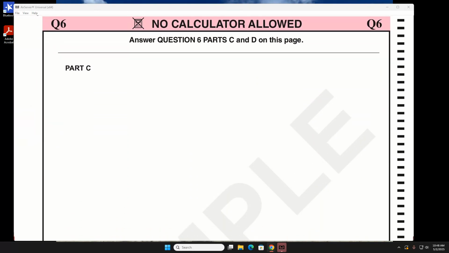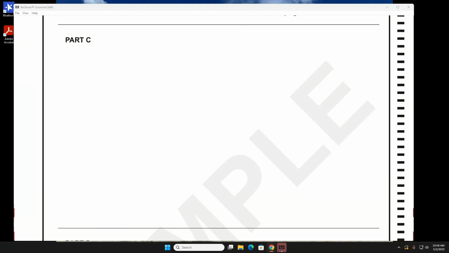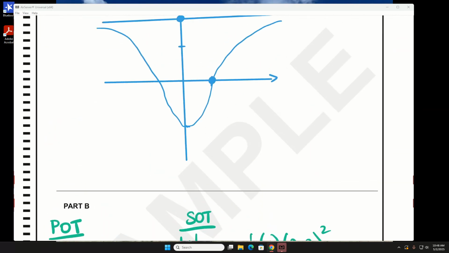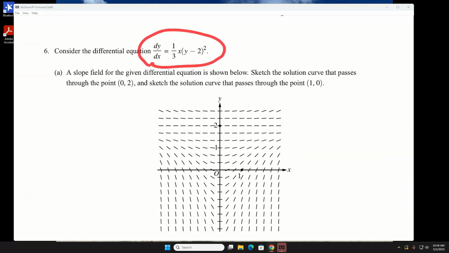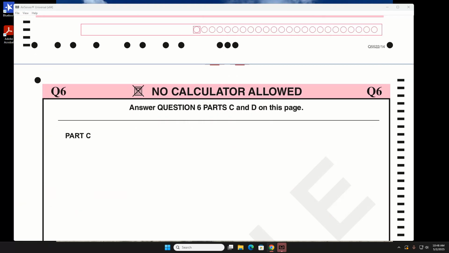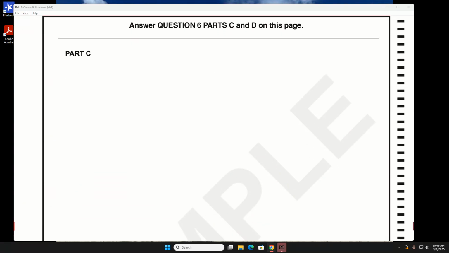Okay, and then part C is the big part. So this will be like 4 or 5 points to solve this differential equation. So we're going to find the particular solution y equals f of x to the given differential equation with the initial condition f of 1 is 0. All right, so here we go. The first thing we do is separate the variables. So we're going to get the y's on one side and the x's on the other side. And that will get you a point. If you don't separate the variables, you get no points for this at all.